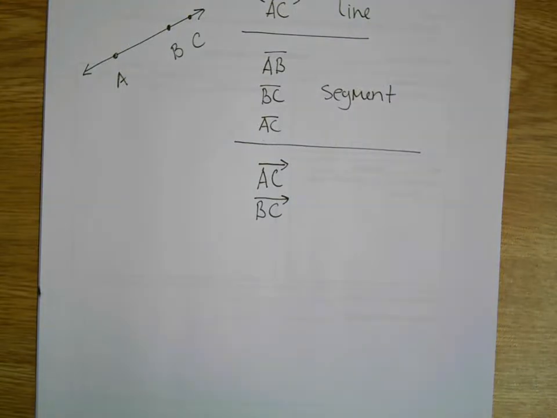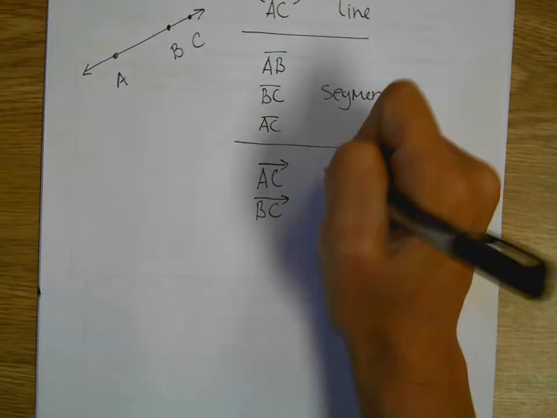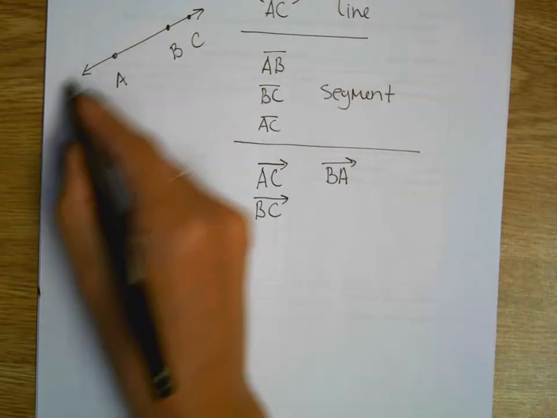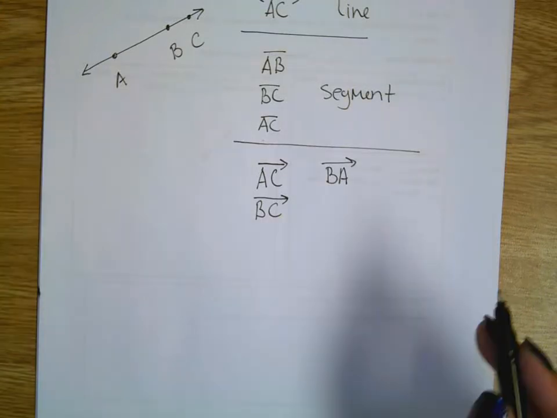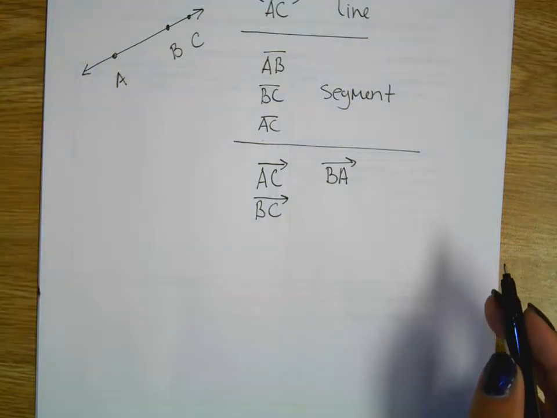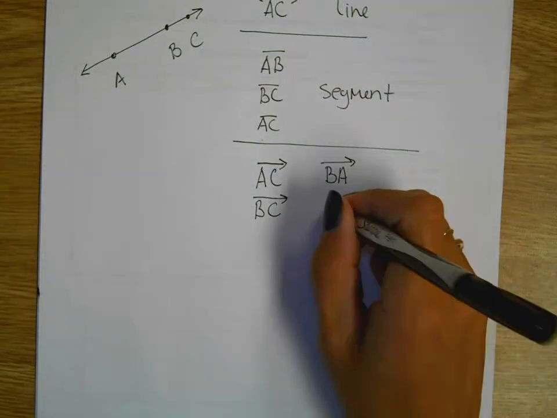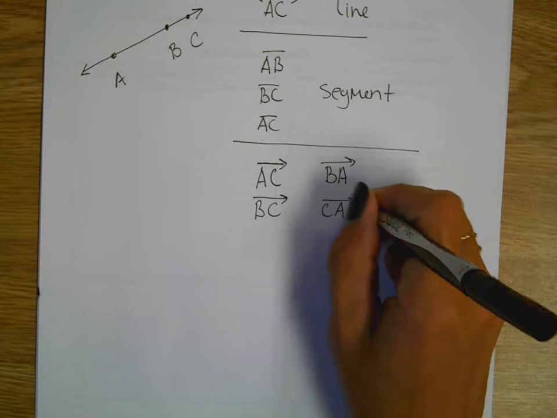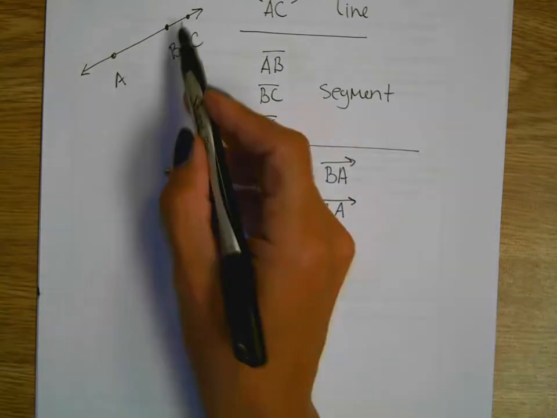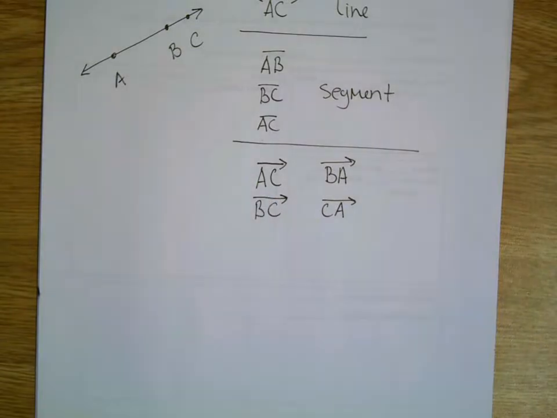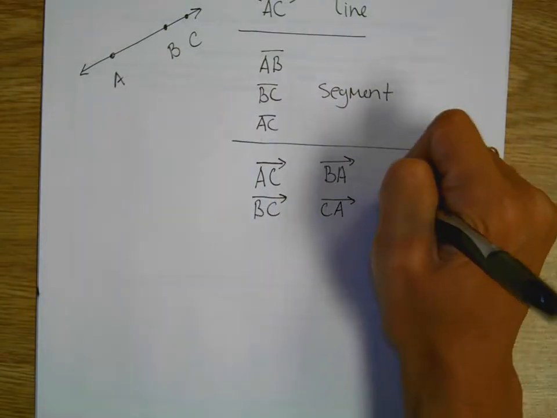There are exactly 2 more. Yep. What'd you say? BA. Starts at B, goes to A, and keeps going. And the last one in here? Emma? CA. Starts at C, goes to A, and keeps going. Could I have called that one CB, remember? C to B and keep going? Okay, so those are rays.